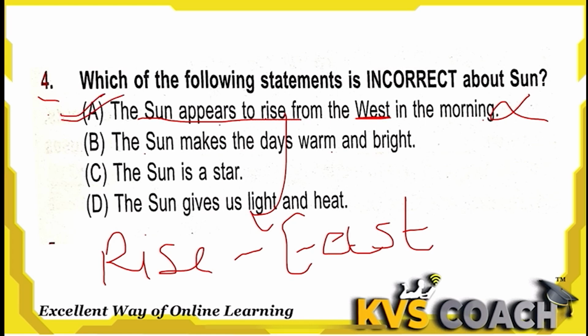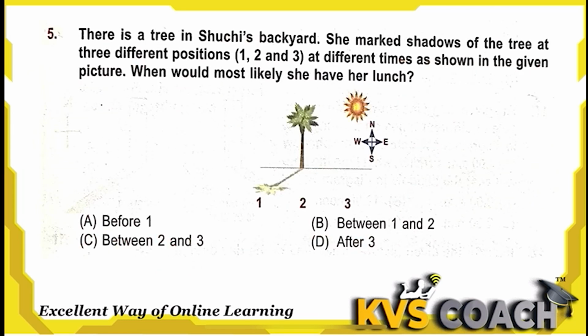The sun makes the days warm and bright. This is right, because of sunlight and heat, the days are warm and bright. The sun is a star. This is absolutely right. The sun is not a planet, it is a star. The sun gives us light and heat both. So option A is the incorrect statement about the sun, that it rises in the west. It actually rises in the east. Option A is the right answer.